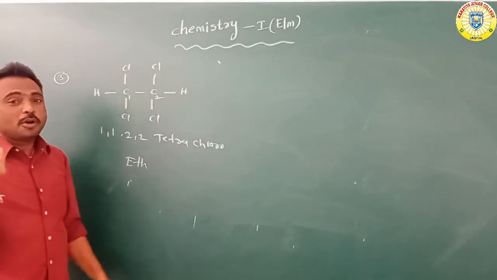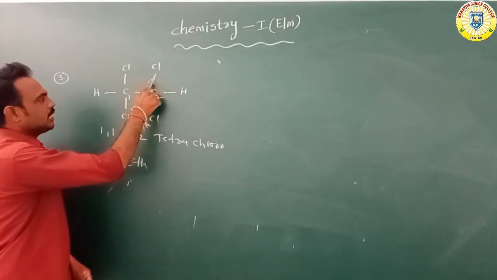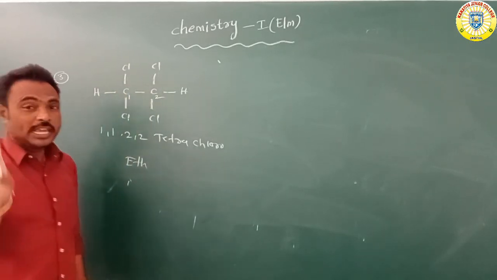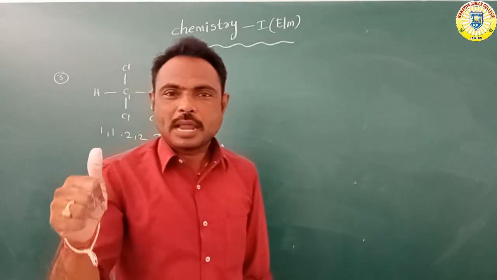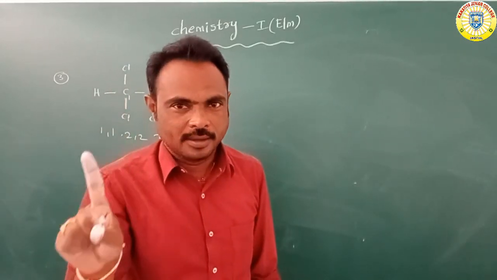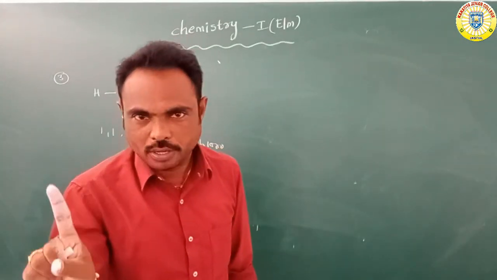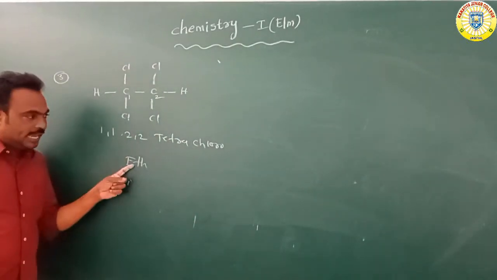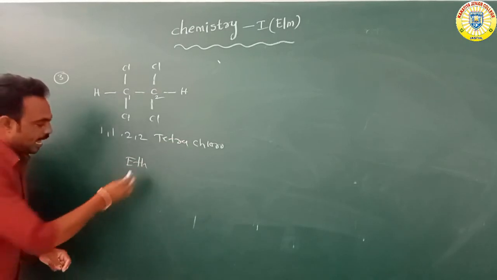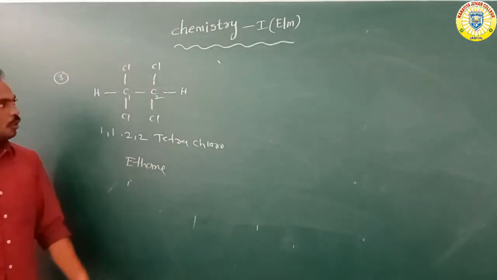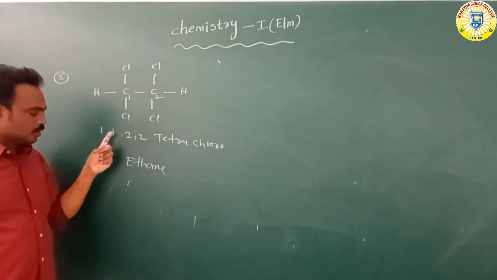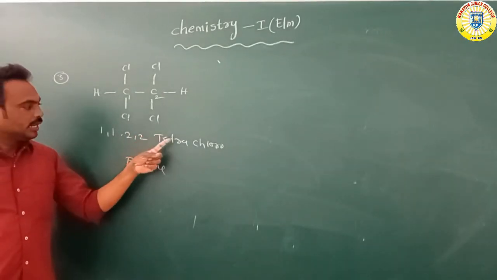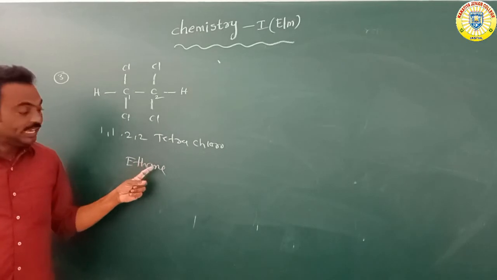All bonds, which bonds? Single bonds. So single bonds means which hydrocarbon? Alkane. Alkane means ethane. Ethane. Okay. Overall 1,1,2,2-tetrachloroethane.